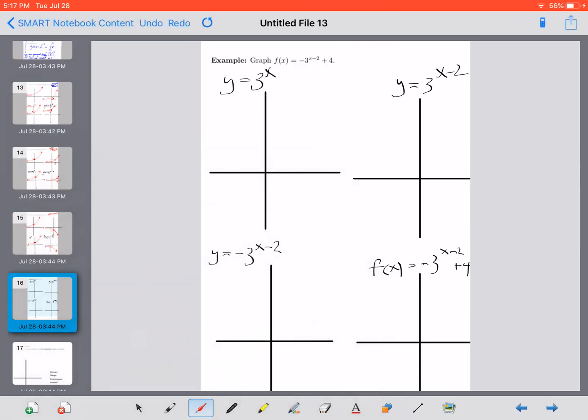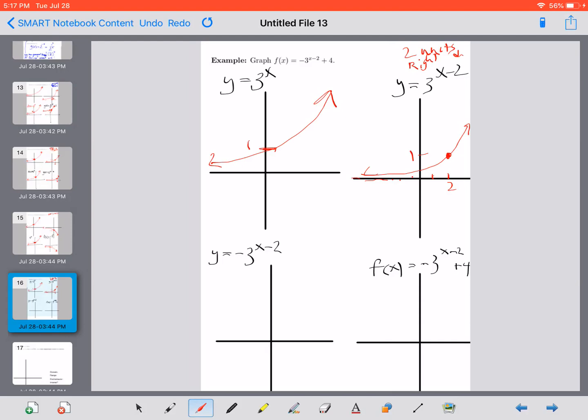Alright, start with 3 to the x, same basic shape as all of our other exponential functions. The y-intercept of 1. Now graph 3 to the x minus 2. Remember, this is going to represent a horizontal shift 2 units to the right. When you replace x with x minus something, you move that many units to the right. Okay, so I'm going to need to move 2 units to the right, so now I'll have a point here at (2, 1) instead of (0, 1). But I still have the same horizontal asymptote as x goes to negative infinity at y equals 0.